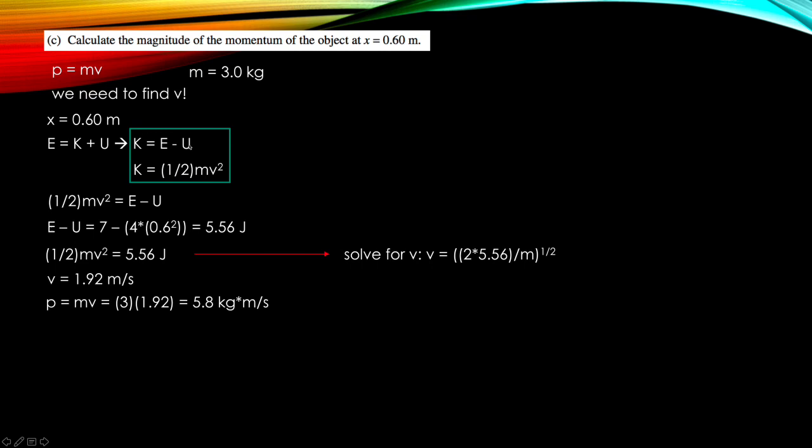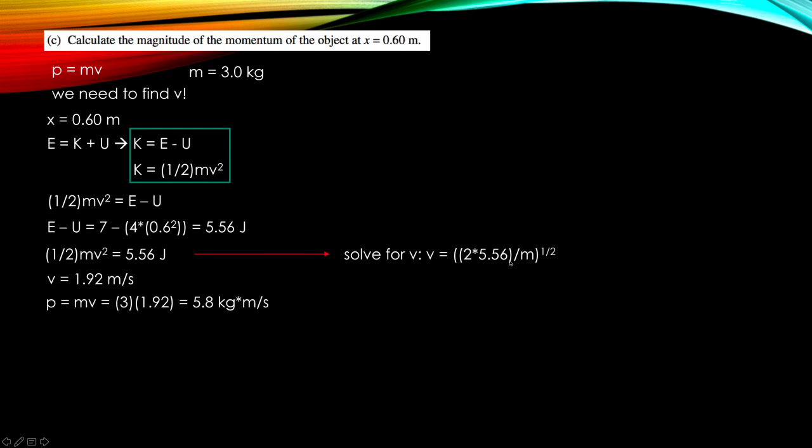So we have this equation, E minus U is equal to half mv squared, because both of these terms are K. If we make those equal to each other, we get half mv squared is equal to E minus U. And E minus U, if we plug in the values, we'll get E is 7 joules, as we found in part A, minus 4 times 0.6 squared, 0.6 is just x, and we'll get 5.56 joules. We can plug that into here and solve for v, half mv squared, and we'll get that v is equal to 1.92 meters per second.